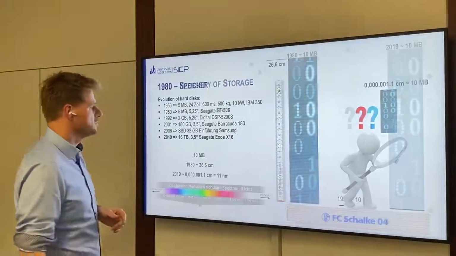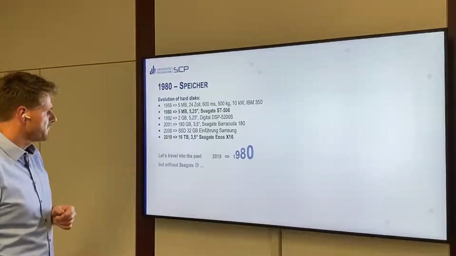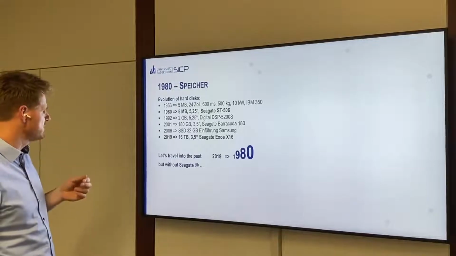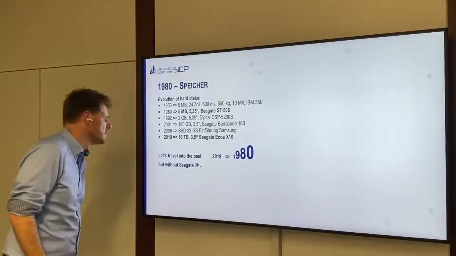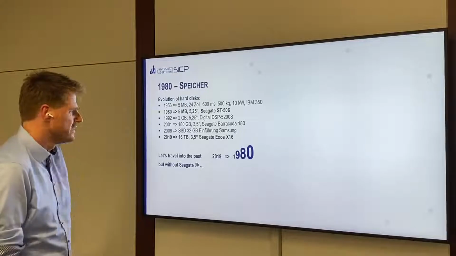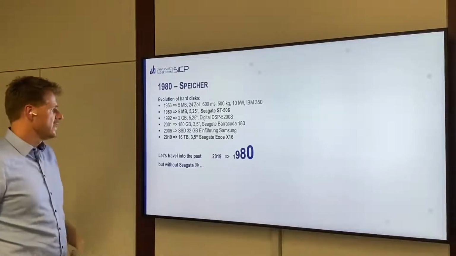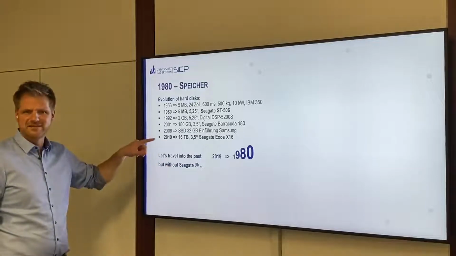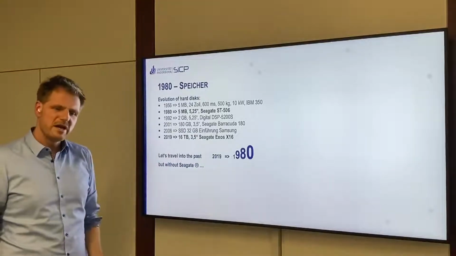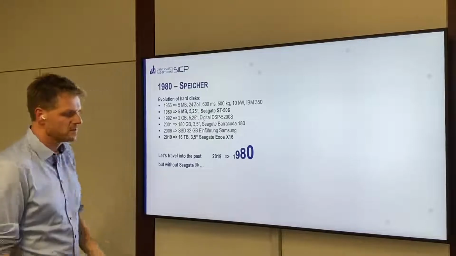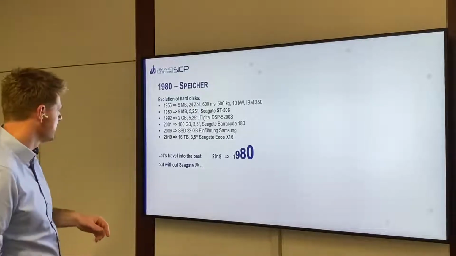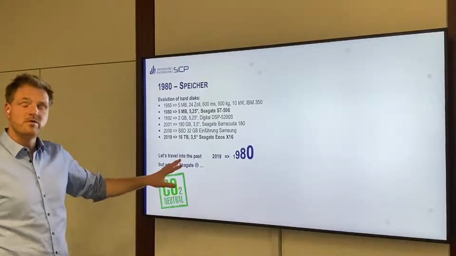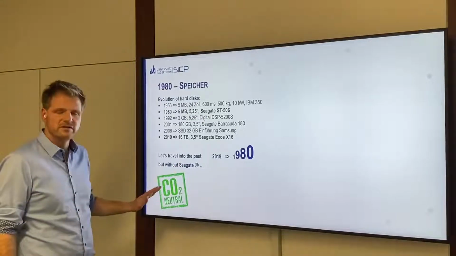Yeah. So if we go further and make an example out of this and say, okay, let's travel to the past with the requirements of 2019 and say, okay, let's go to 1980, but without the Seagate. Yeah? So it's not like we are importing technology into the past, as sometimes happens in Star Trek. And very important is, if we do this journey, we want to do this for sure.